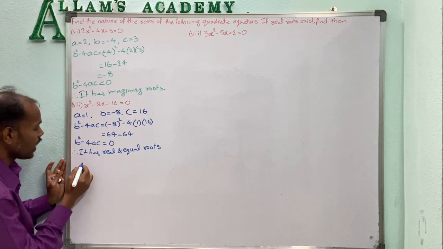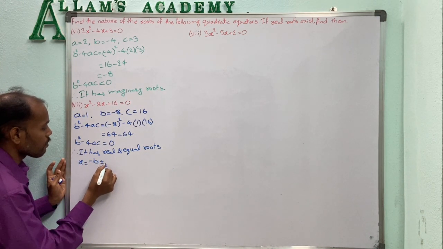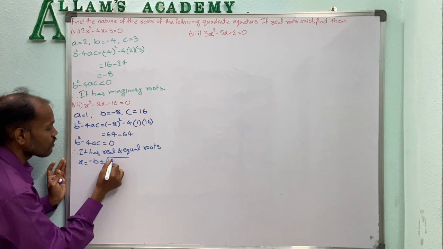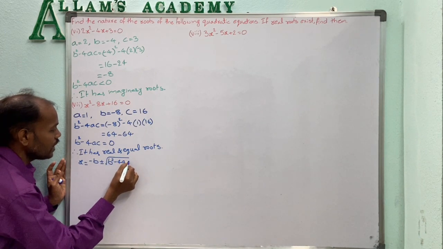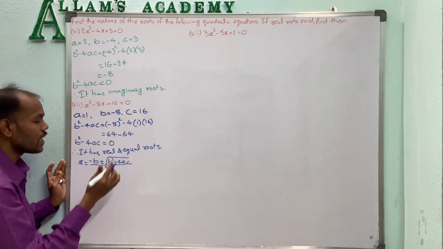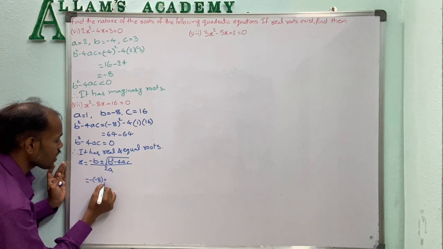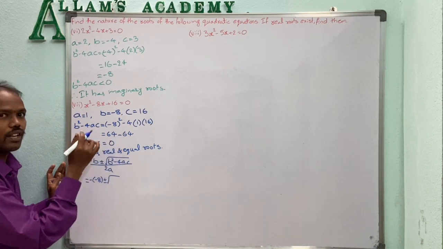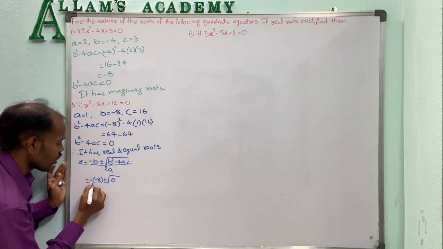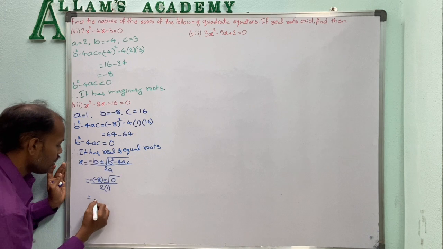Now finding the roots, then x equals minus b plus or minus under root b square minus 4ac, by 2a. Now here b is given as minus 8. So minus of minus 8 plus or minus under root b square minus 4ac, whose value we already got as 0, by 2a. 2 into a, where a equals 1, is 2.